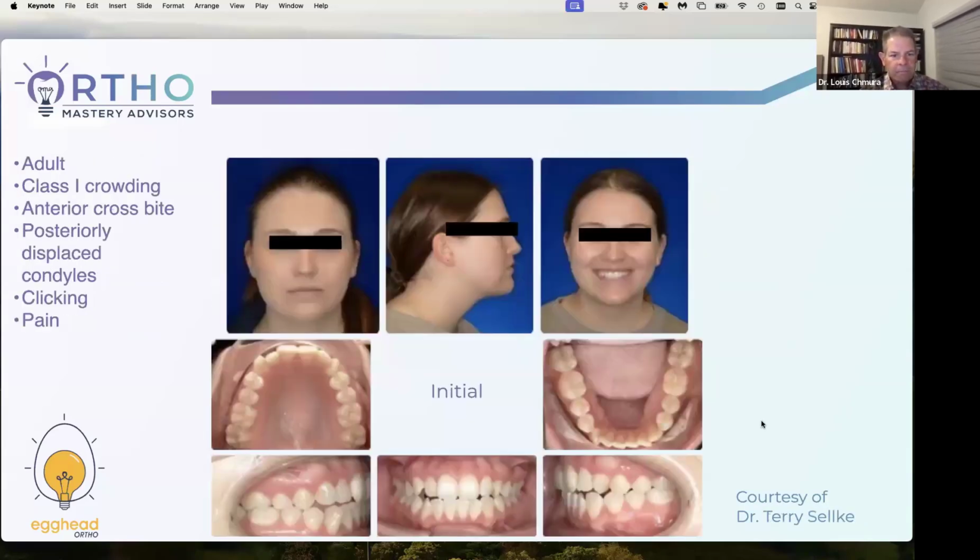Here's an adult, right? Anterior class 1 crowding, anterior crossbite. The condyles are displaced posteriorly, so she's pushed back as well. So she has clicking and pain. We want to bring her mandible forward. She's already almost end to end in a crossbite. Plus she's got some pretty substantial rotations.